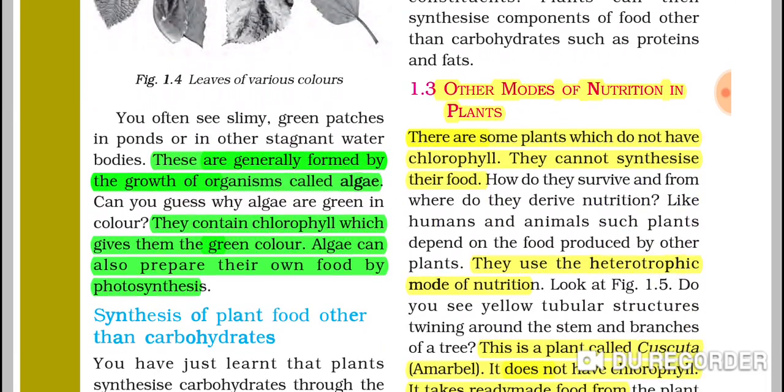Now in water, sometimes we also see greenish patches. These are known as algae. They are green in color. They prepare their own food because they contain chlorophyll.